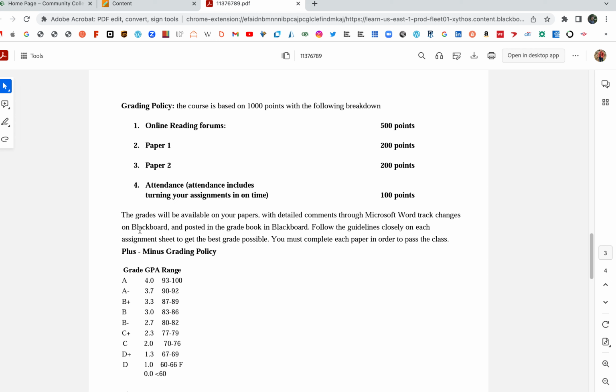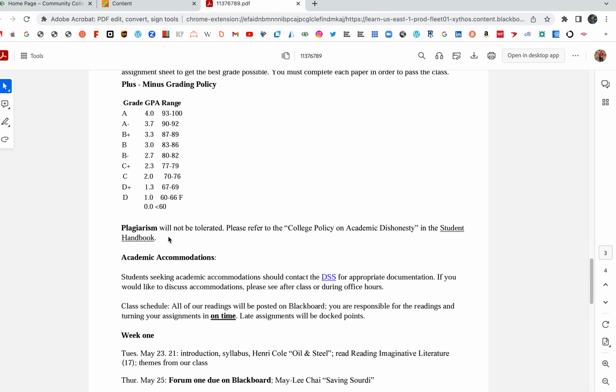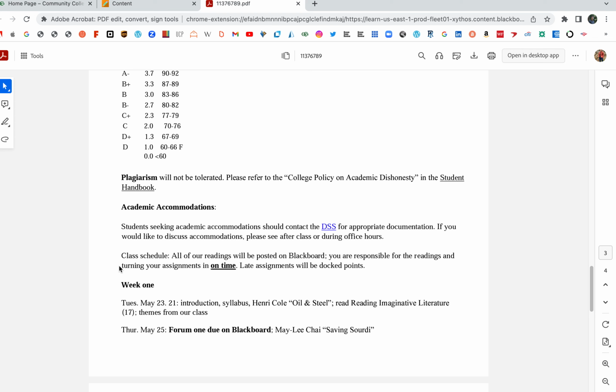And I want everyone to do really well in this course. So if you don't get a grade you like on a paper, for example, you can revise and resubmit for a higher grade. I want you all to do well. Don't plagiarize, don't have the robots write your papers, etc.